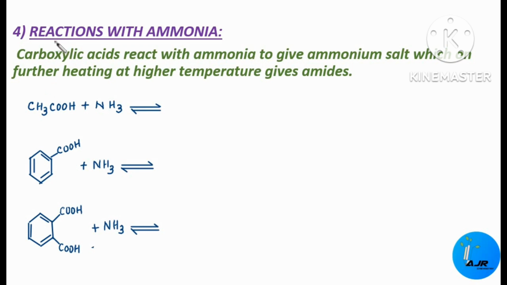Understood? Next one is the reaction with ammonia. See, carboxylic acids react with ammonia to form ammonium salt, which on further heating at high temperature gives amides. Okay, so first it forms an adduct with this ammonia, that is, it forms an ammonium salt, and further when you are heating that at higher temperature, we will be getting the amides. Okay, let us see how this happens.